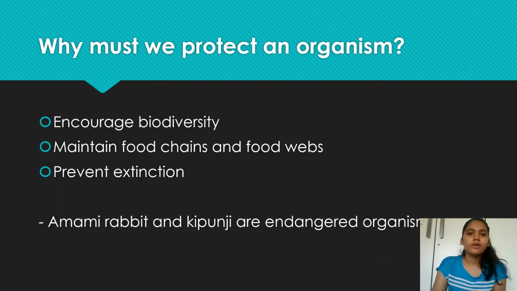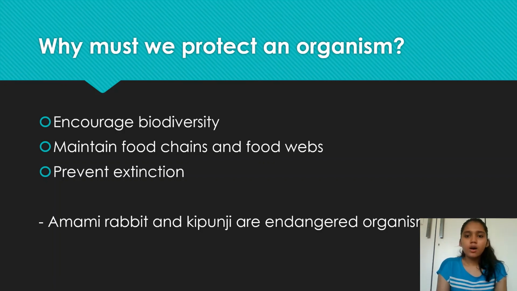Okay, this is an extended concept. We always ask this. So why must you protect an organism? So it encourages biodiversity. It maintains food chains and food webs, and it prevents extinction. You know, these 3 points are good to go. This concept comes in the last chapter, so don't worry.